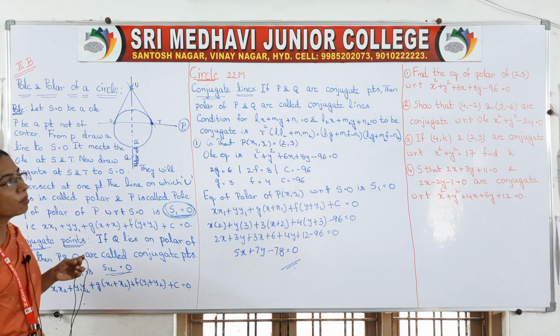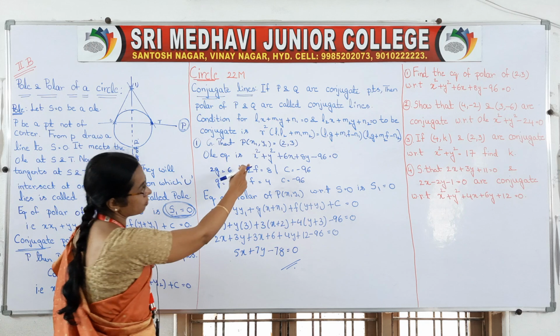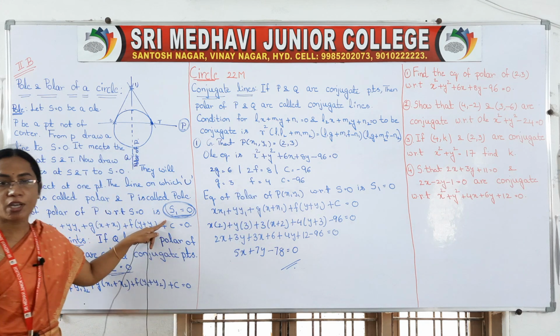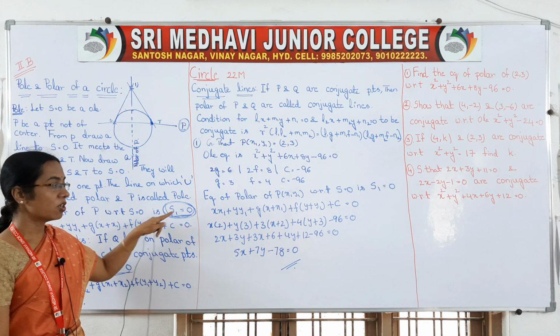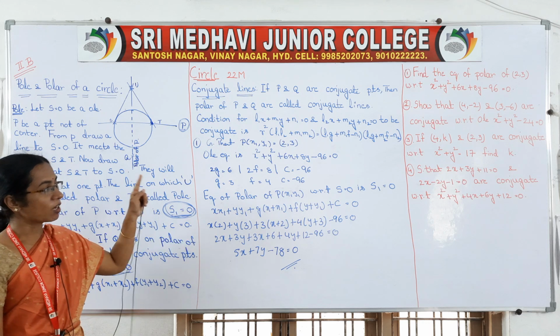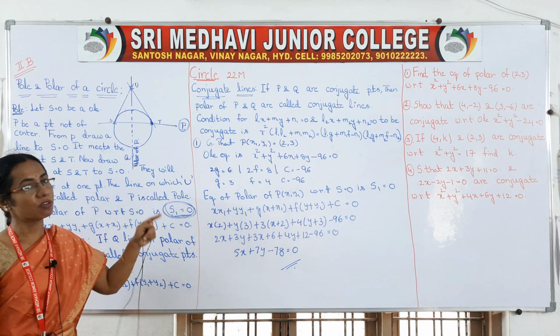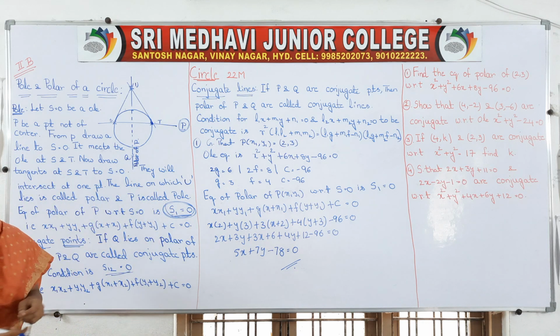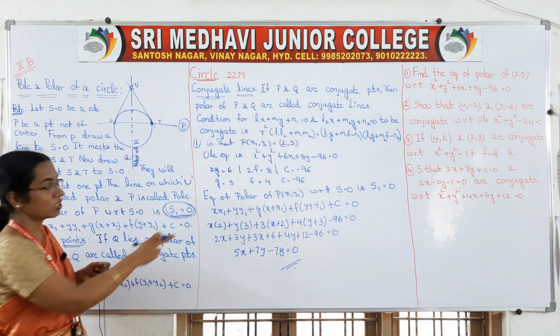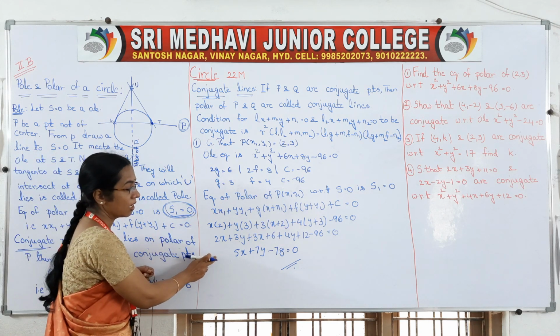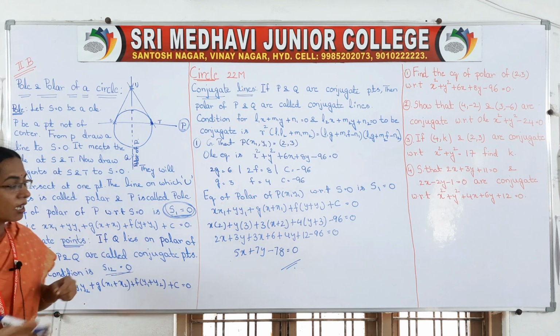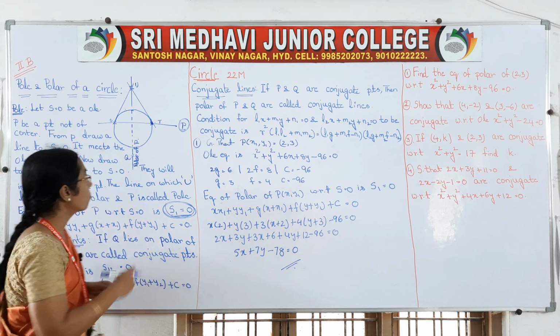So find the polar of the point with respect to the circle. Which formula? S1 is equal to 0. It is a notation. From the circle we got our g, f, c, and from the question we got our x1, y1. Just substitute in the notation and you will get your answer. This is the equation of the polar.